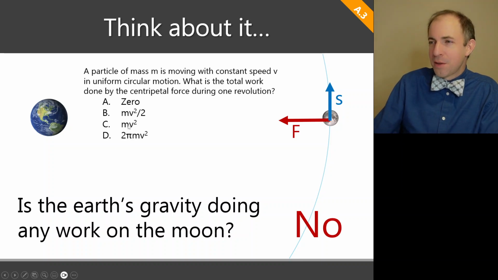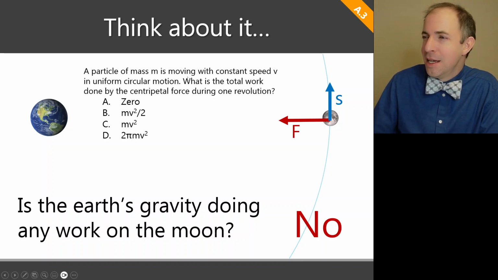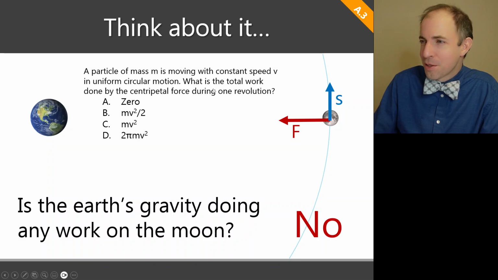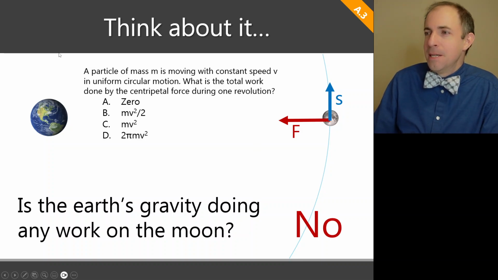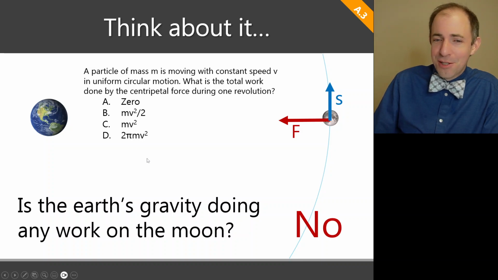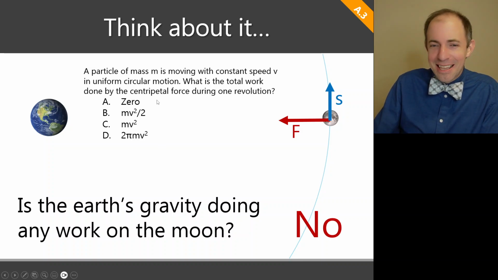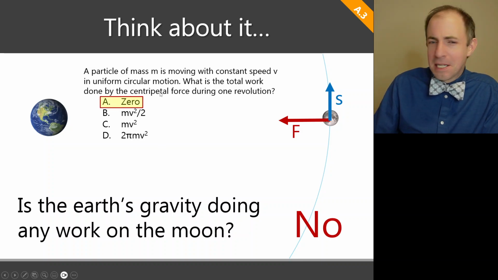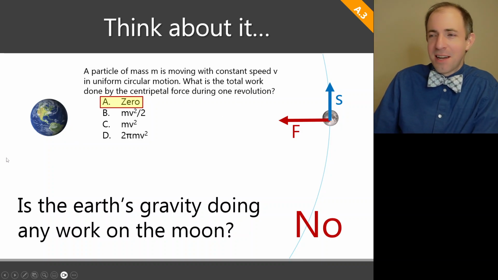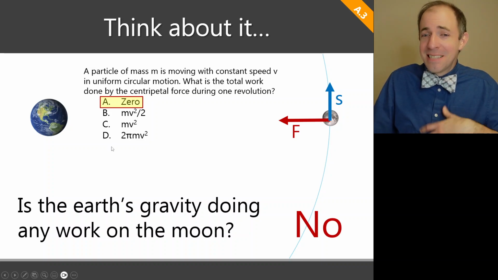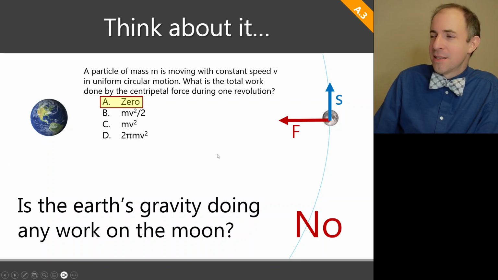Same thing is true if you have a question like this. A particle of mass m is moving with a constant speed v in a uniform circular motion. What is the total work done by the centripetal force during one revolution? Again, this question is just trying to trick you into thinking that you can calculate it, but it's just zero again. The circular motion, that force of centripetal force, the net force towards the center, does not do any work because it is not in the same direction as the displacement.